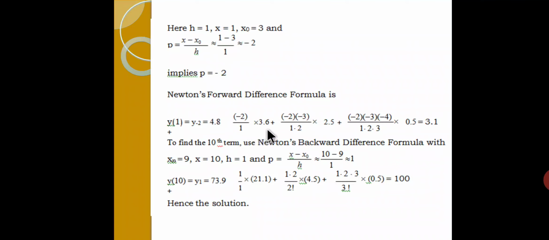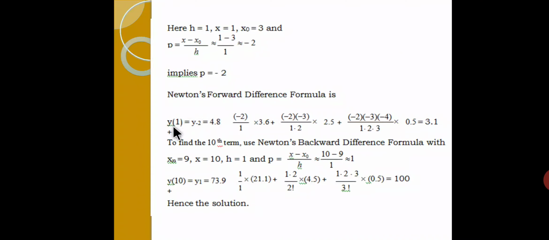We get 4.8 minus 2 by 1 into 3.6 plus minus 2 into minus 3 by 1.2 into 2.5 plus minus 2 into minus 3 into minus 4 by 1 into 2 into 3 into 0.5 is equal to 3.1. This is the first term in the table. So at x is equal to 1, the value of y is 3.1.